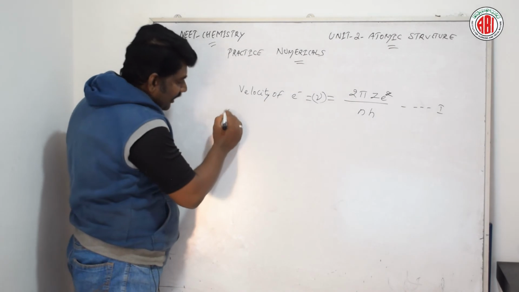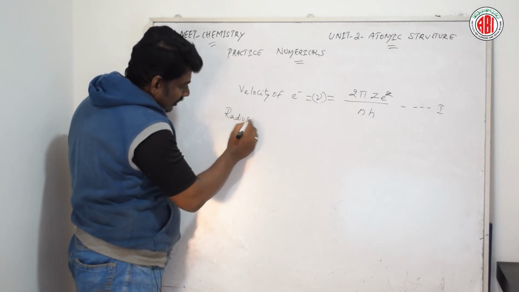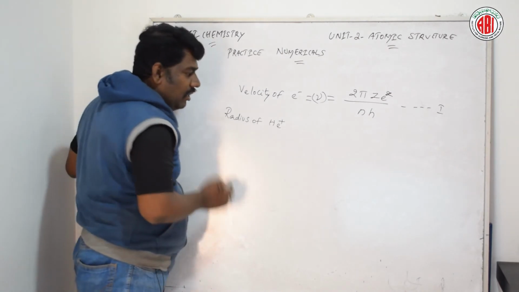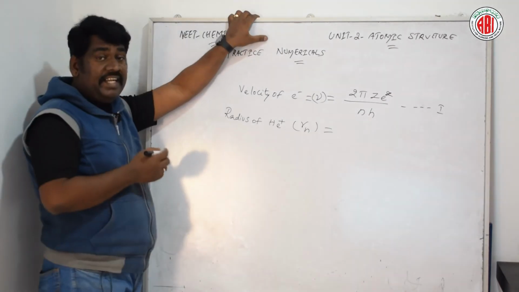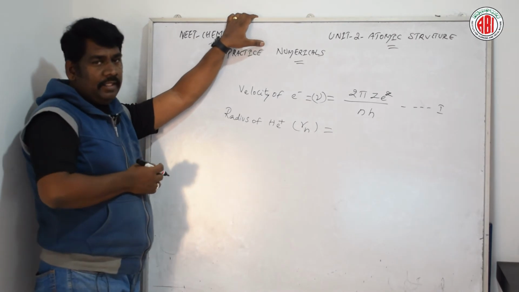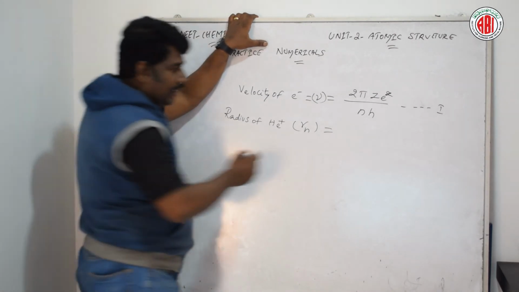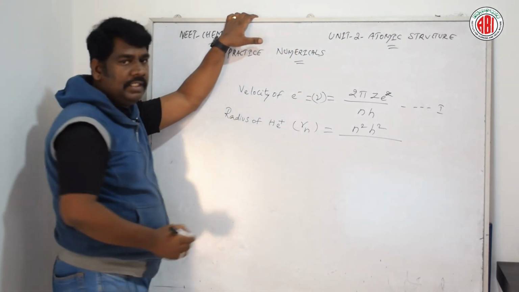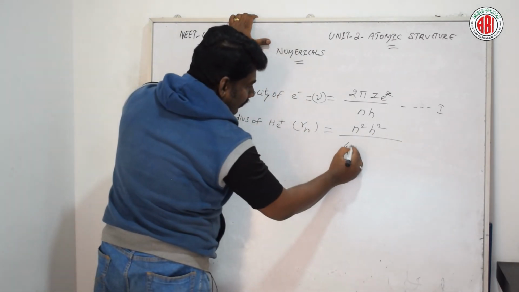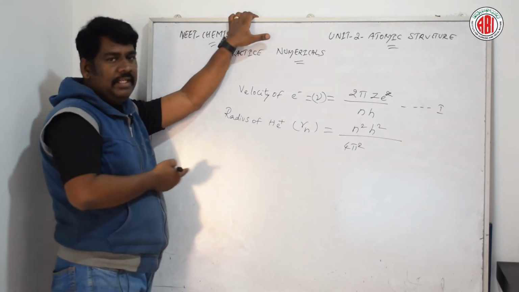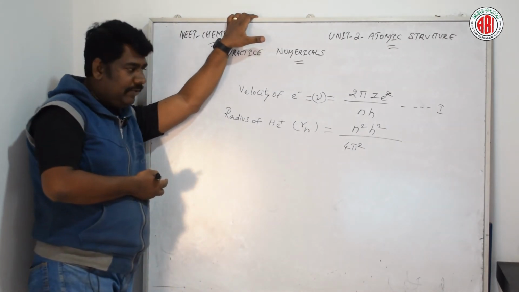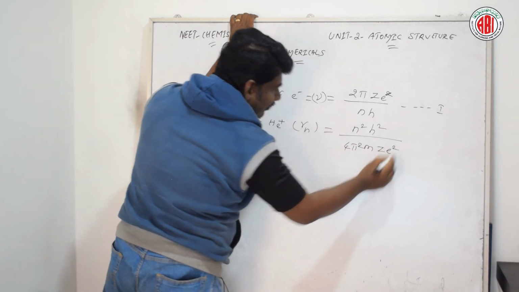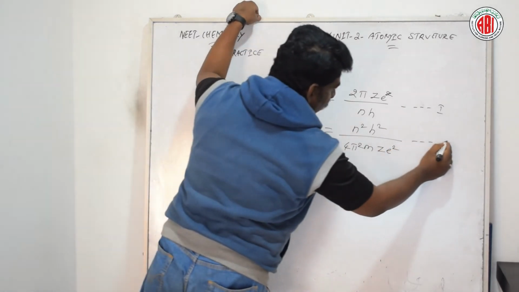Similarly, the radius of the helium plus ion in an orbit. That is the radius of the helium plus ion. We are using the formula n square into h square by 4 pi square m z e square, that is for the helium-like ion. This is equation number 2.